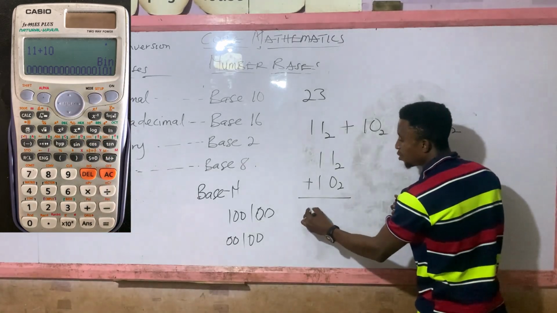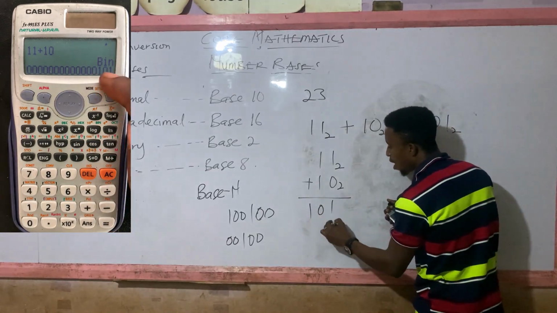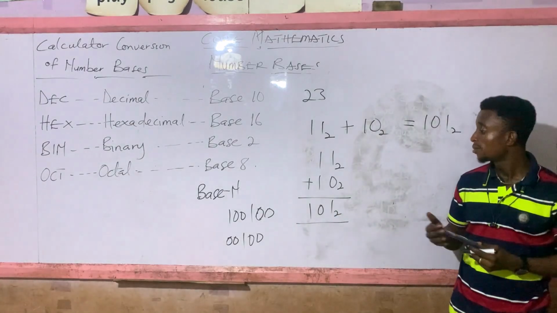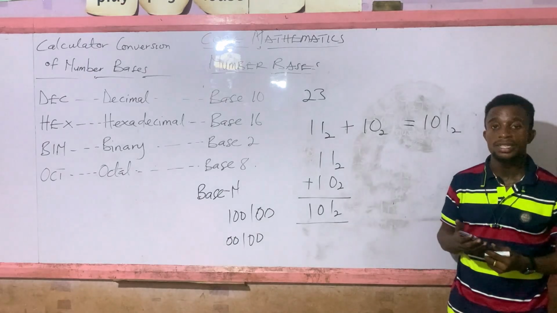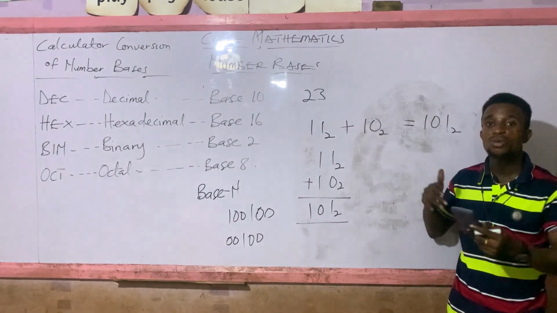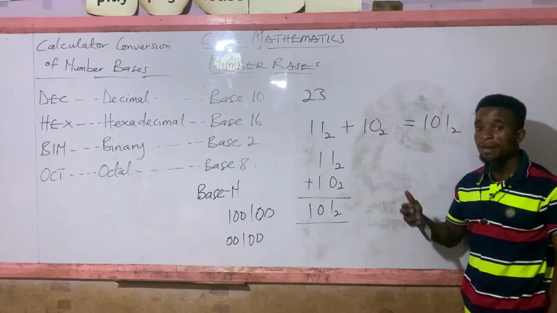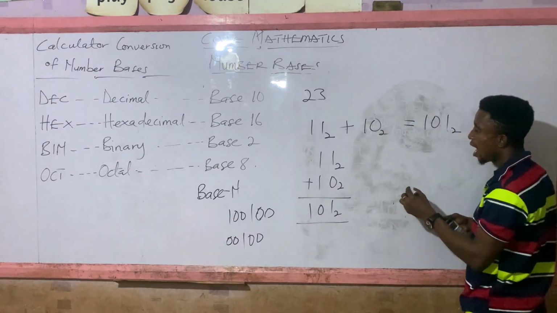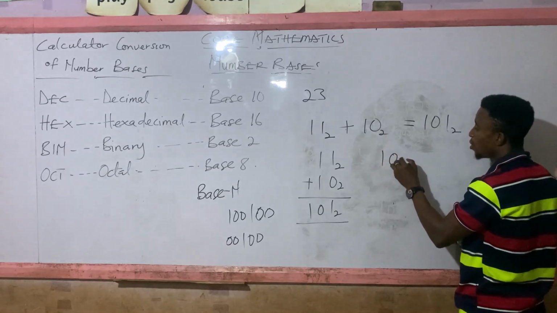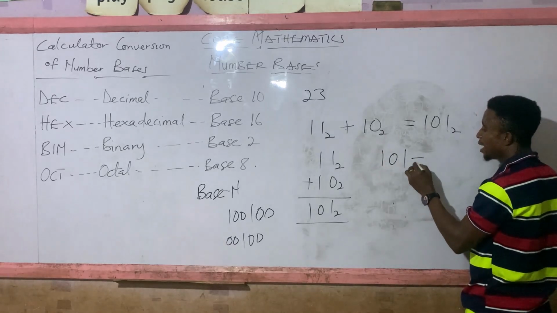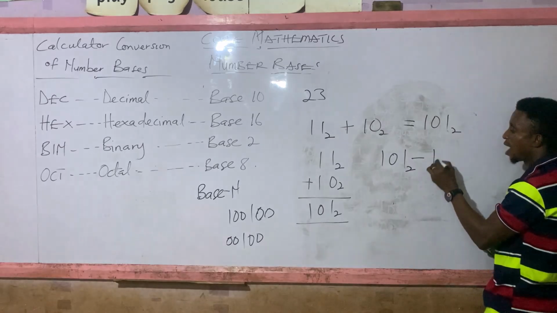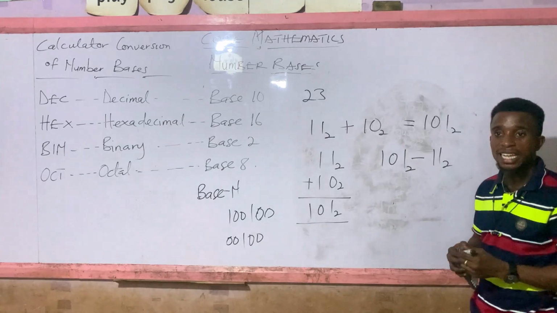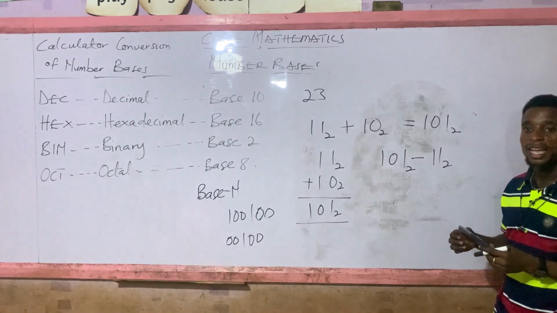When you solve this one, you are going to get the same answer. You can try that and see. And I think we've solved this one already or something similar to it. So addition goes the same way, and the same applies to subtraction. You can be given, let's say, 1 0 1 minus 1 1 base 2, and be asked to subtract. Instead of doing it vertically, you can still use the calculator to solve.